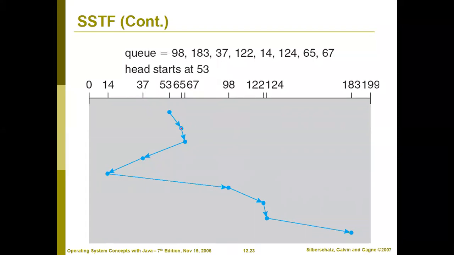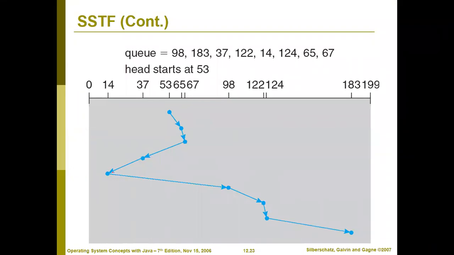Now you are at 65. 67 is the nearest. You are going to 67. Now you are at 67. 67 to 37 and 67 to 98, which one is closer? 67 to 37 is 30, and here it is 31. So we are going back to 37 because it is closer to my current location.